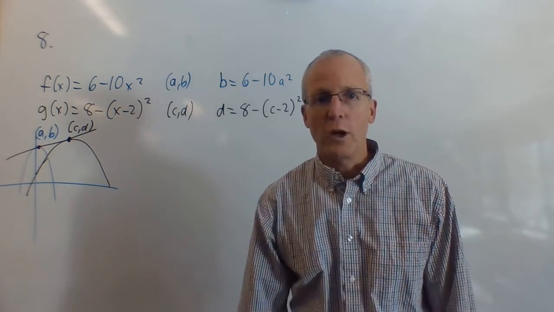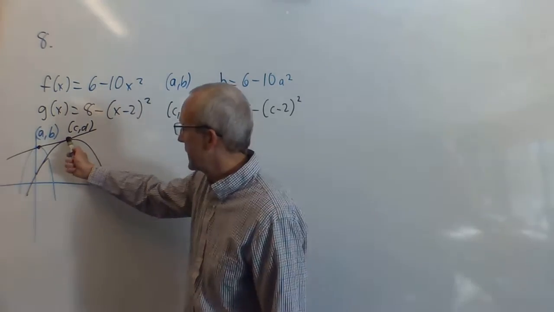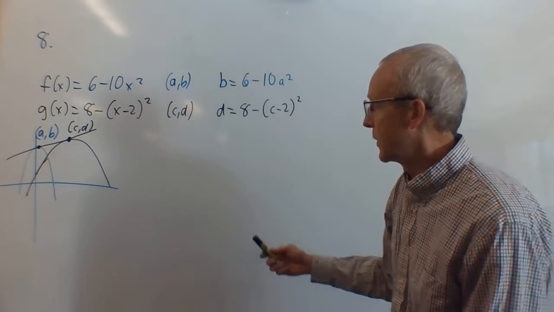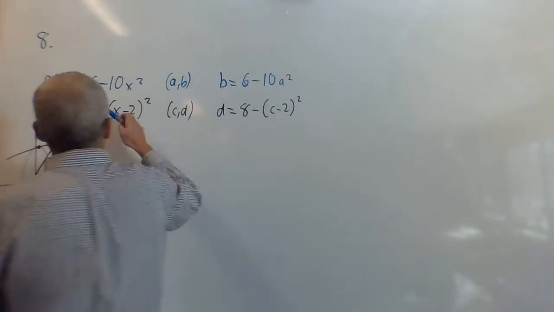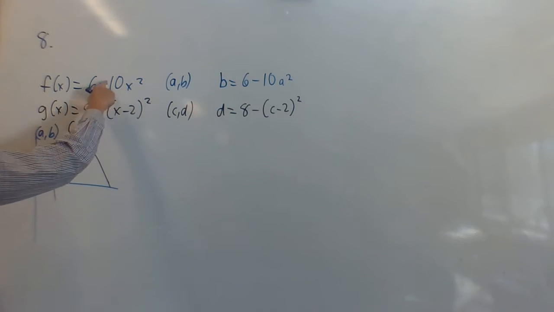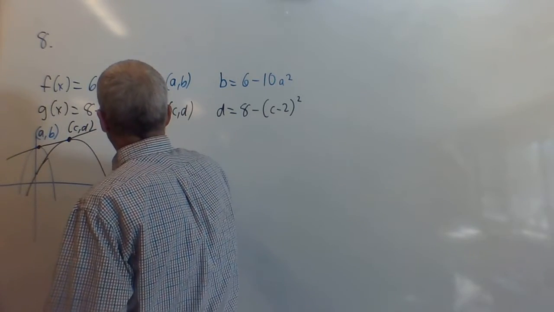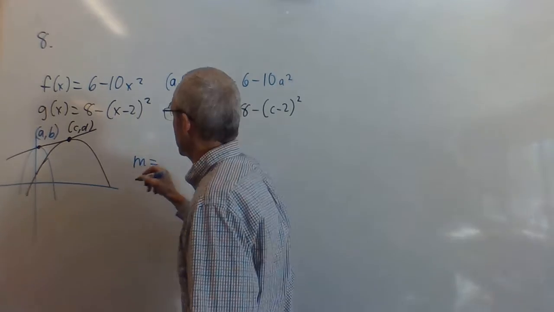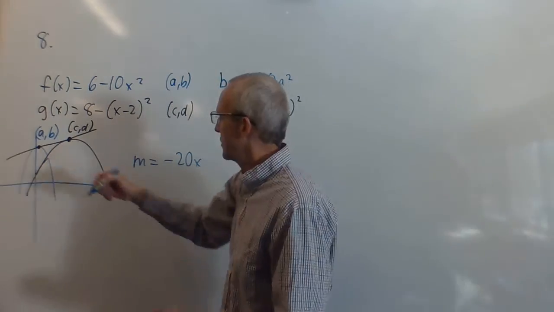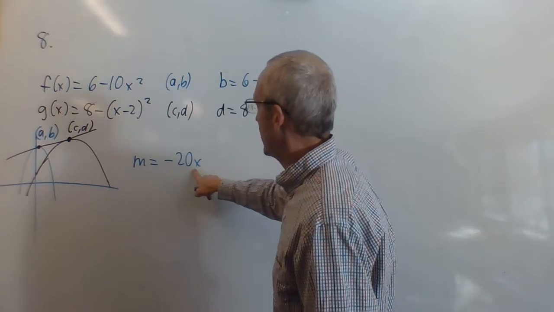We need 2 more. Now, we know the slopes, and they have to have the same slope at that point and that point. So let's take the derivative of those things to find the slope. The derivative of the blue one: the derivative of 6 is 0, and the derivative of negative 10x squared, taking the 2 down, is negative 20x. So the blue slope at that point is negative 20x, which is equal to the black slope at that point.